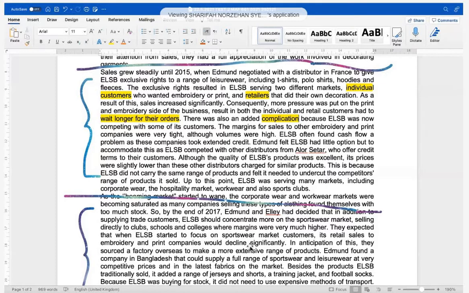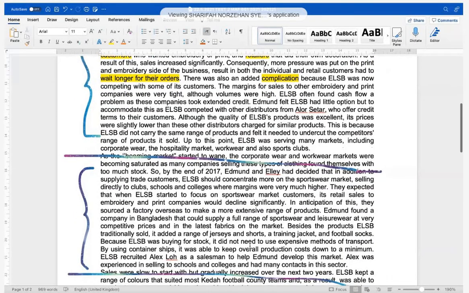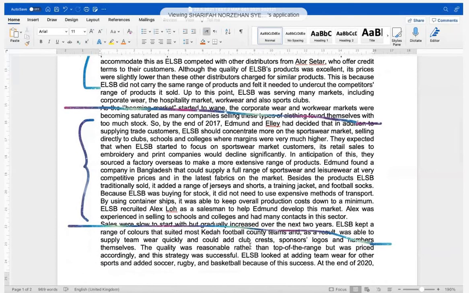Although the quality of ELSB's products was excellent, its prices were lower than these other distributors charged for similar products. This is because ELSB did not carry the same range of products and felt it needed to undercut the competitors. Up to this point, ELSB was serving many markets, including corporate wear, the hospitality market, workwear, and also sports clubs.